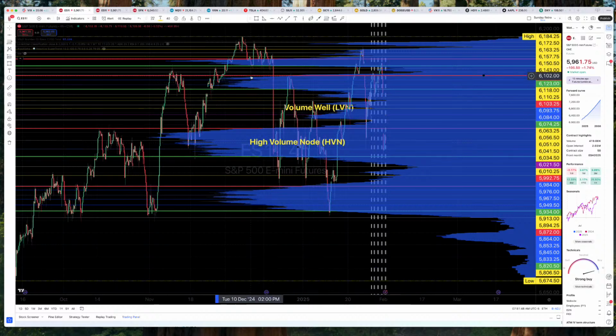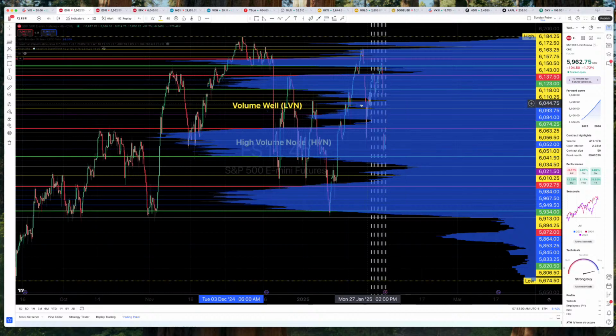We dropped from this volume node that was up here, all the way down to this volume node, and basically jumped the creek on this volume well, or jumped the well, from all the way down from this node to this node. We'll likely find support at the bottom of this node, around 60.40. Well, it looks like 59.35. Wow, that's way down there.